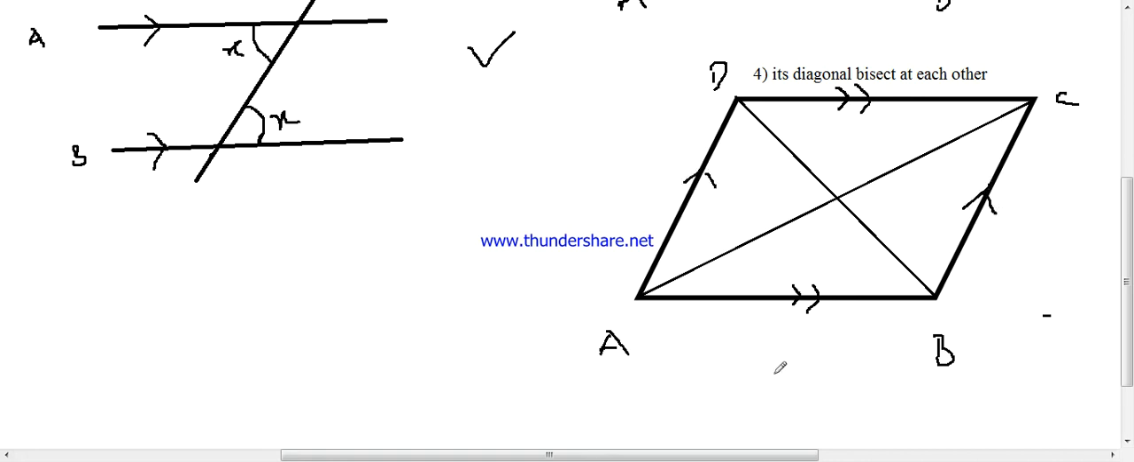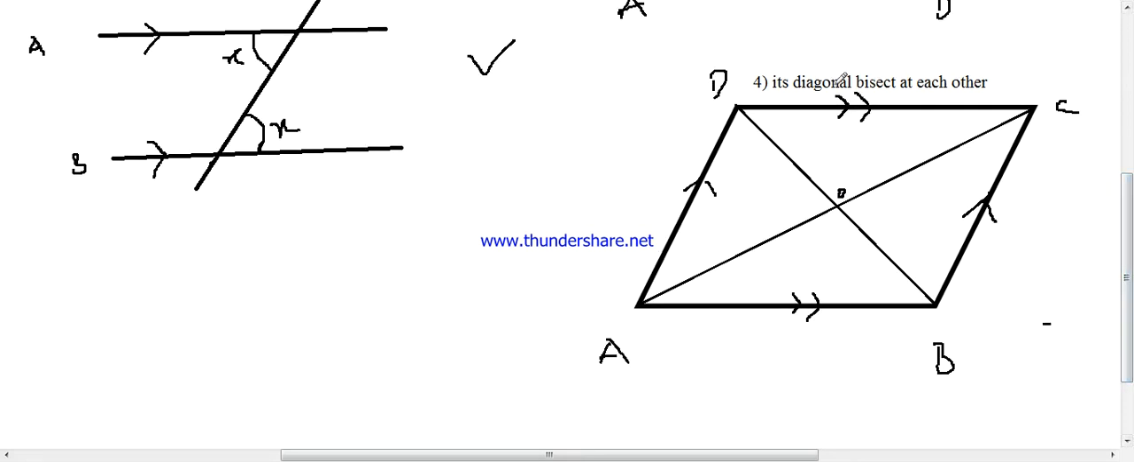These are parallel lines. Alright, now what happens over here? They meet at each other, point O. That is the criteria of a parallelogram: each diagonal bisects the other. See, point O is the intersecting point where the diagonals bisect each other. Now what happens when the diagonals bisect each other?